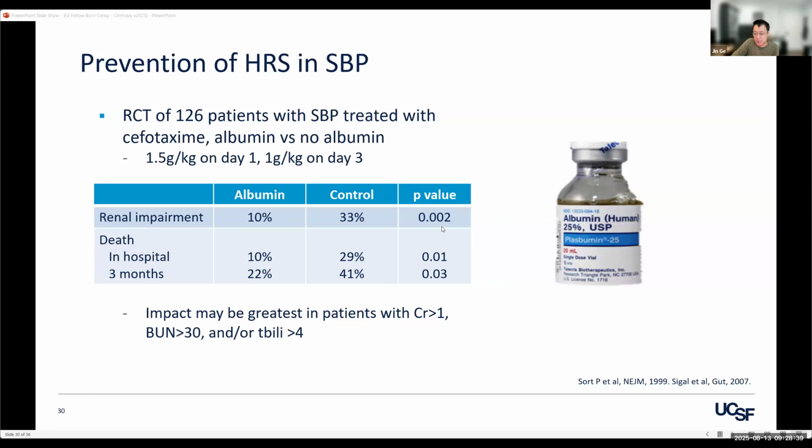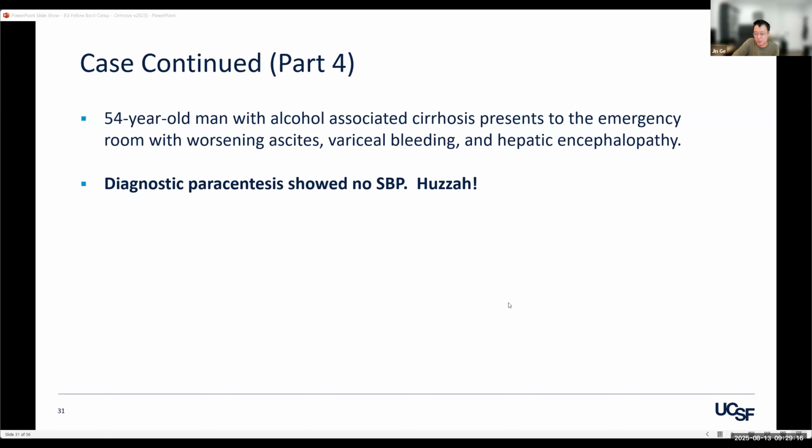Now, one of the major things in SBP is that we give albumin for prevention of HRS. And this is backed by evidence from pretty far back, the late 1990s and early 2000s, where they looked at a randomized controlled trial of 126 patients with SBP treated with albumin versus no albumin. This established our regimen of giving 1.5 grams per kilogram on day 1 and then 1 gram per kilogram on day 3. And the impact is highest in your sicker patients, defined as creatinine above 1 and bilirubin above 4.